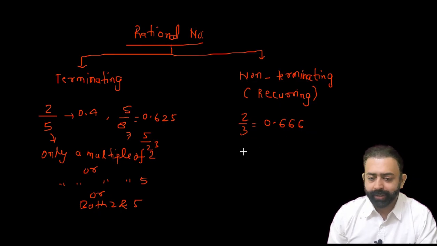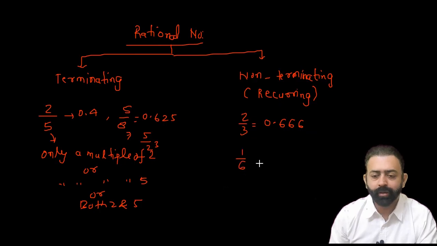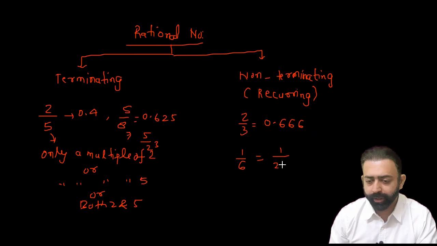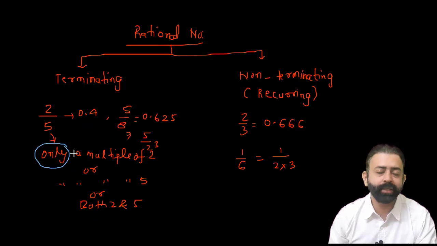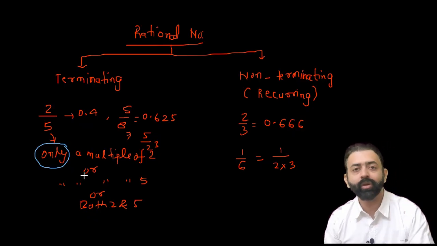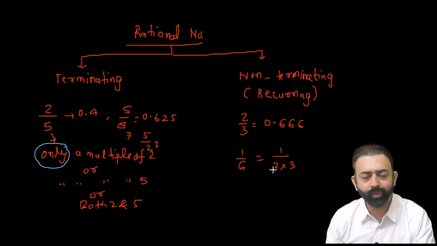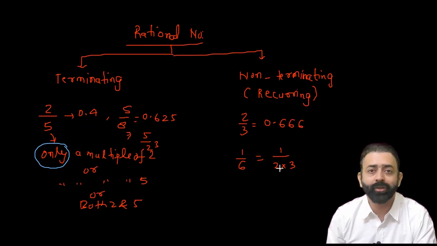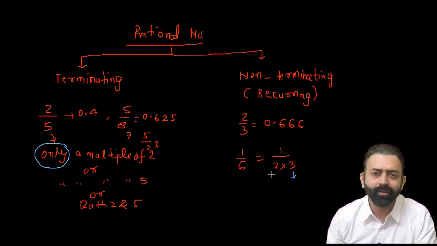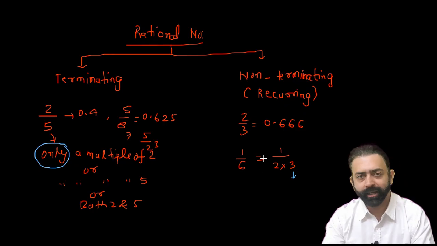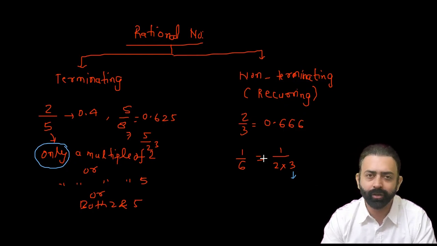If I take another example, let us say 1 upon 6. Here we have a multiple of 2, but notice I said only a multiple of 2, or only a multiple of 5, or only multiples of 2 and 5. The word only is important here. We have a multiple of 2 in the denominator, but this is not sufficient, because we have 3 also in the denominator. So its decimal equivalent will be recurring and non-terminating.